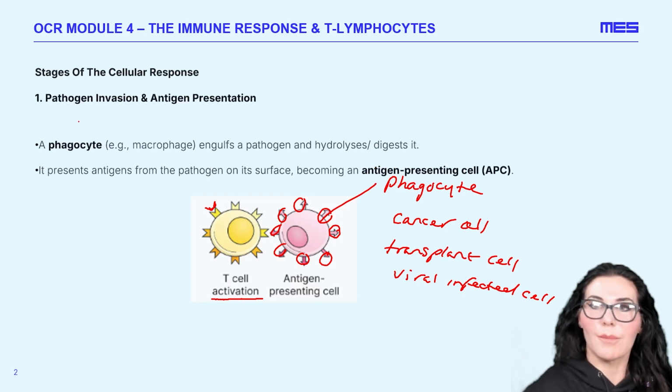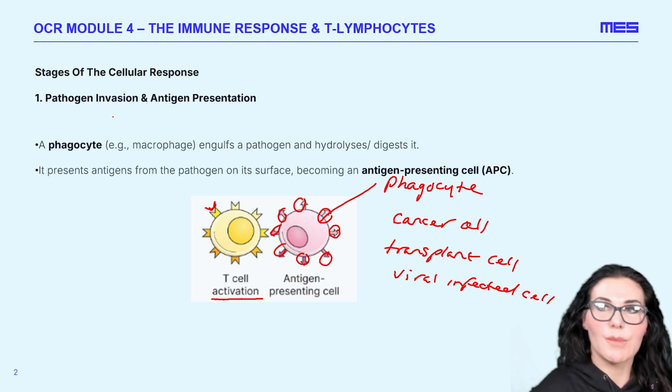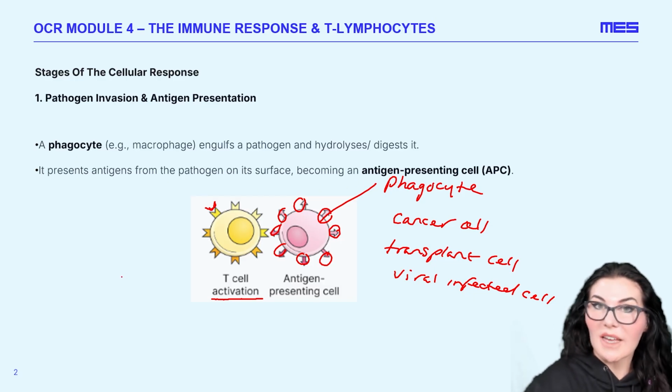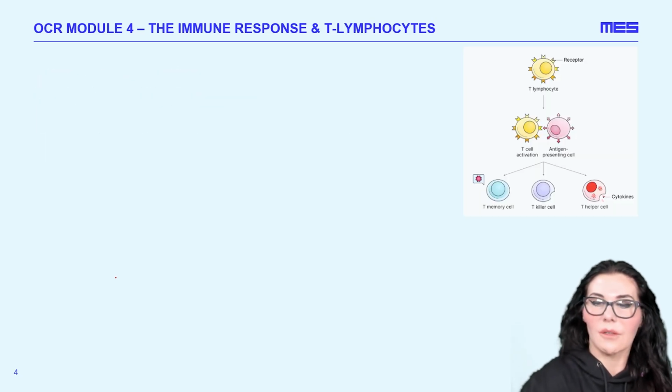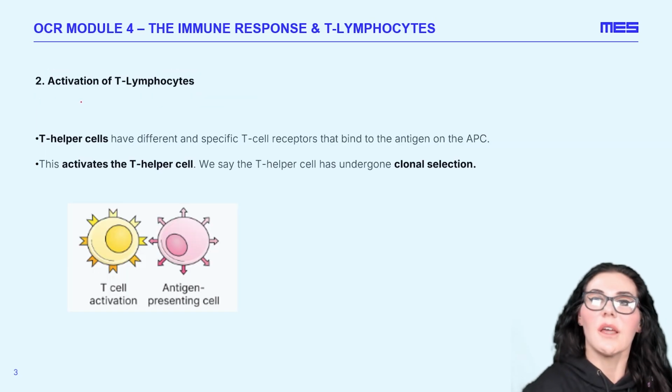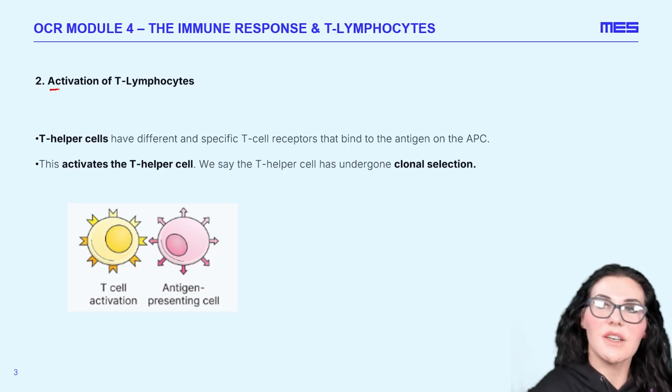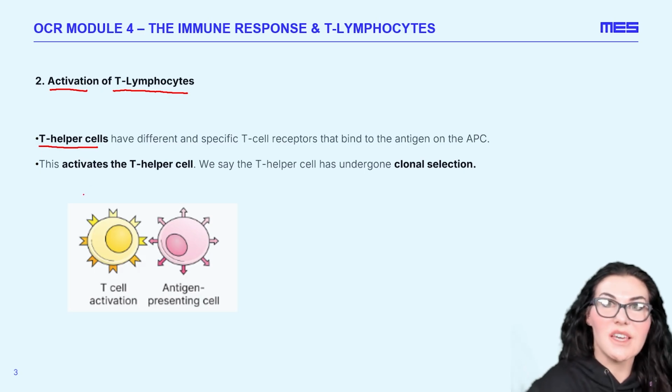Let's just go back a little bit though. Pathogen invasion, we've talked about that. We know about antigen presentation, and that's all to do mostly with phagocytes, and therefore we call anything presenting a foreign antigen an antigen presenting cell. Oops, sorry, I've gone a bit too fast there. Now, I've also mentioned that this then activates a specific T lymphocyte, and we call the first ones involved the T helper cells.